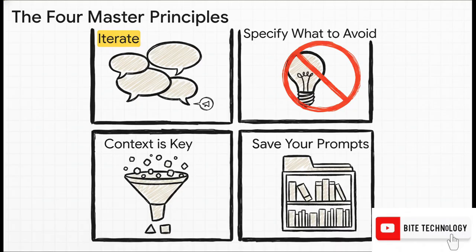2, specify what to avoid. This is so underrated. Telling the AI what you don't want is often way more powerful than telling it what you do want. 3, context is king. You have to give it enough detail to know what you're talking about, but not so much that you overwhelm it. It's a balance. And finally, number 4, save your prompts. When you create a prompt that works beautifully, save it. Your best prompts are your secret weapons. Build yourself a personal library.